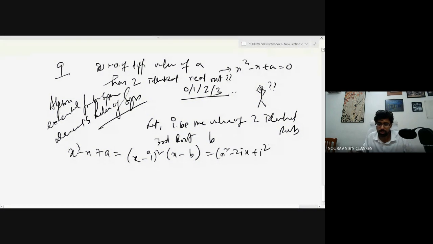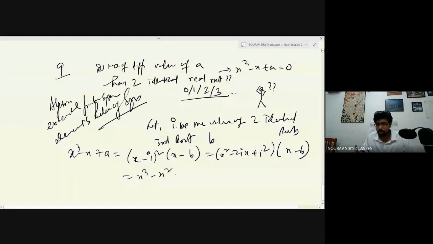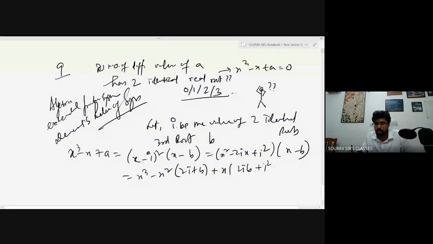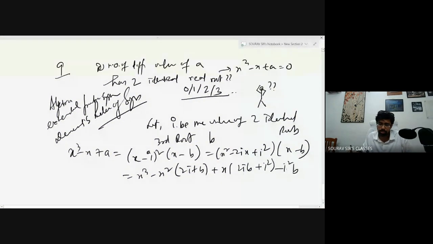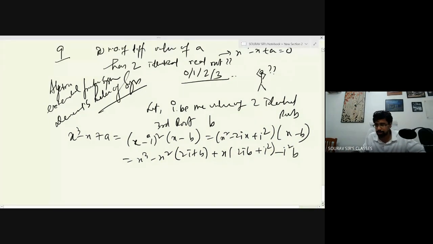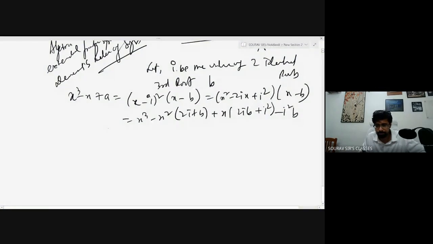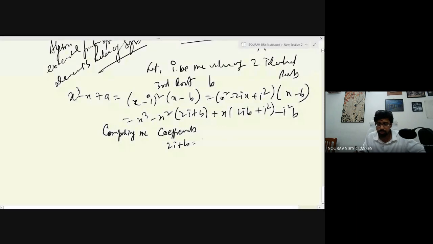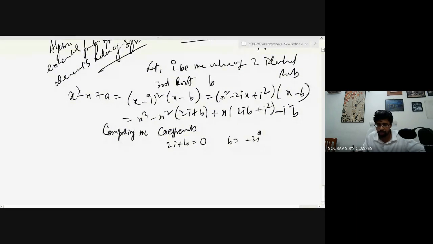x square minus 2Ix plus I square, times (x minus b), so x cube minus x square (2I plus b), x (2Ib plus I square), minus I square b. Okay, so comparing the coefficients, we can do that. So 2I plus b equal to 0 and b equal to minus 2I.